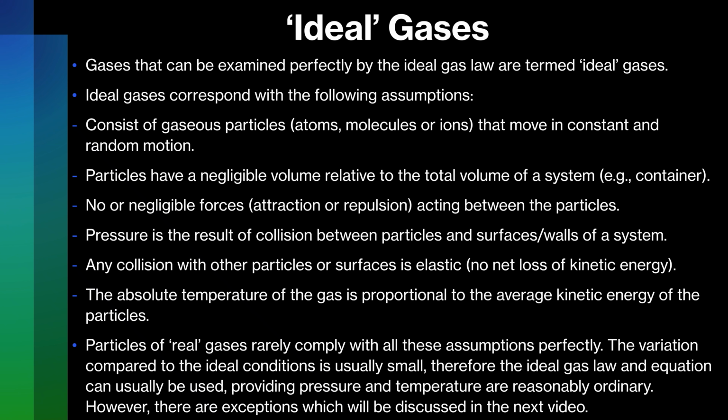These assumptions within kinetic theory underpin the assumptions about the characteristics of an ideal gas, which in turn informs the principles of the ideal gas law. Okay, so what are the assumed characteristics of an ideal gas? Like I said before, gases that are examined perfectly by the ideal gas law are termed ideal gases. Ideal gases correspond with the following: that they consist of gaseous particles, thus atoms, molecules, or ions that move in constant and random motion.